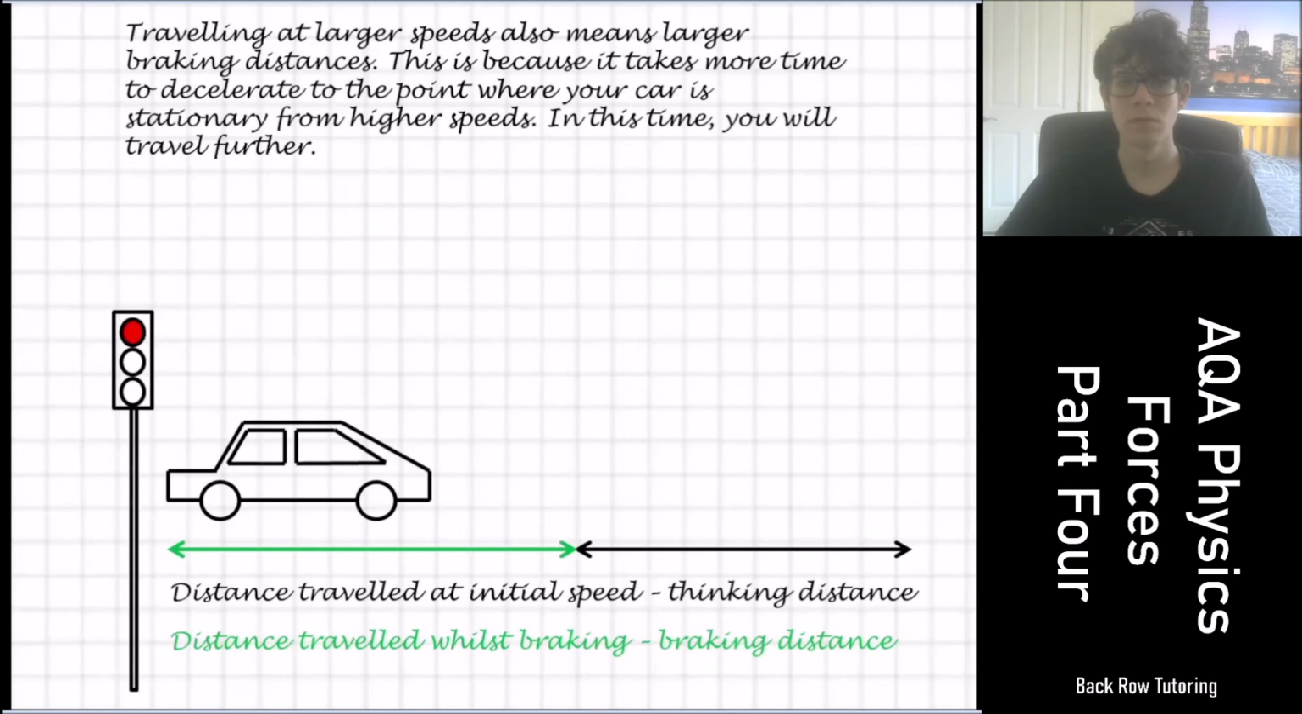Travelling at larger speeds also means larger braking distances. This is because it takes more time to decelerate to the point where your car is stationary from higher speeds. In this time, you will travel further.